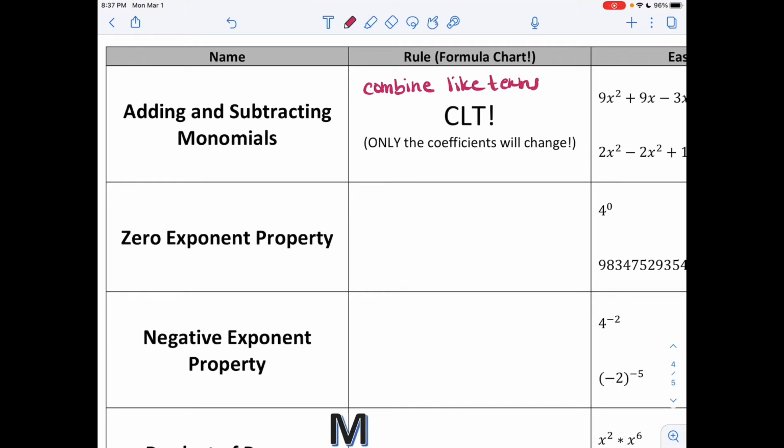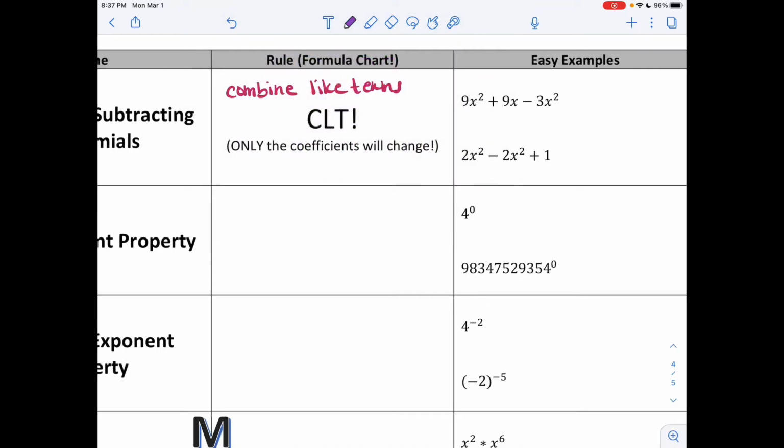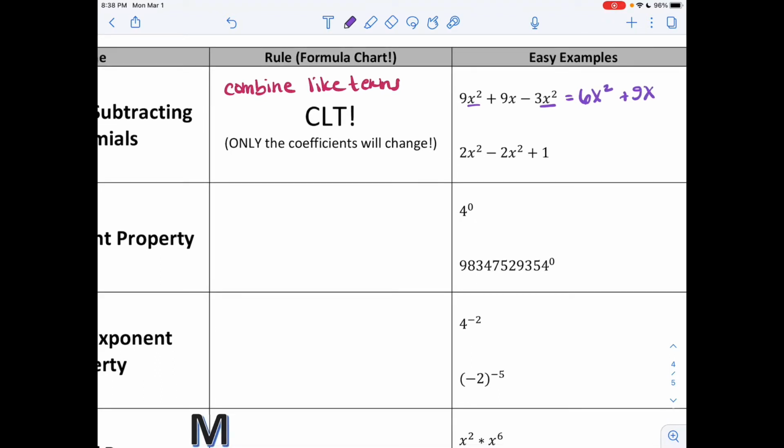So let's take a couple of these and look at these examples. If I have 9x squared plus 9x minus 3x squared, I notice that I have two terms that have an x squared. So those are like terms, and I can combine them. And when I do that, I only change the coefficients. That base term raised to the exponent is not going to change. So 9 minus 3 will give me 6, and I keep the x squared. And then plus 9x, it didn't have anything to combine with. So that's my final answer.